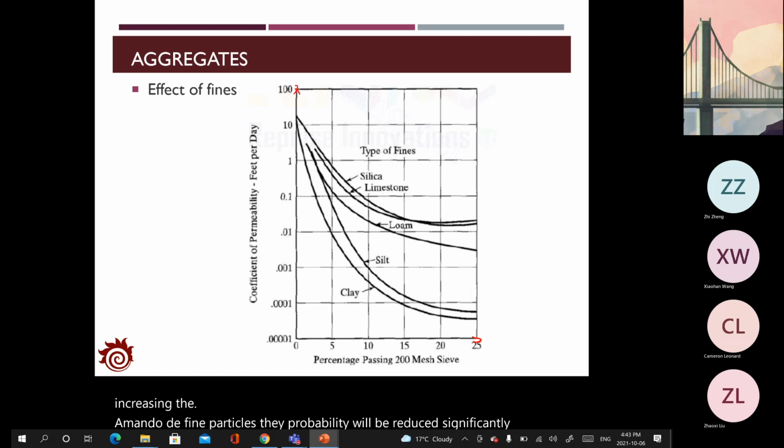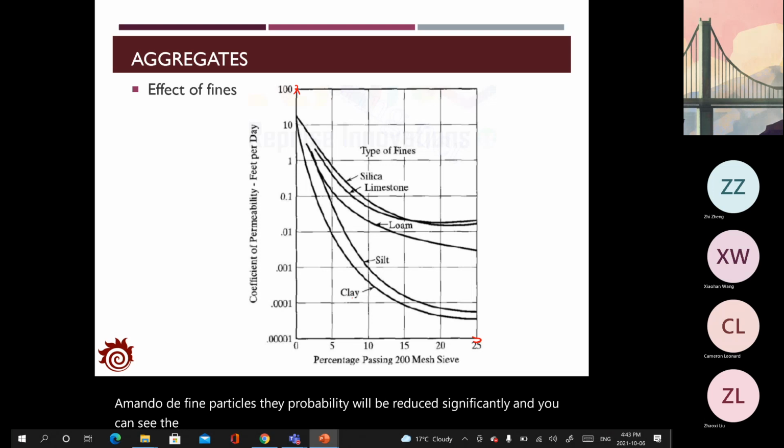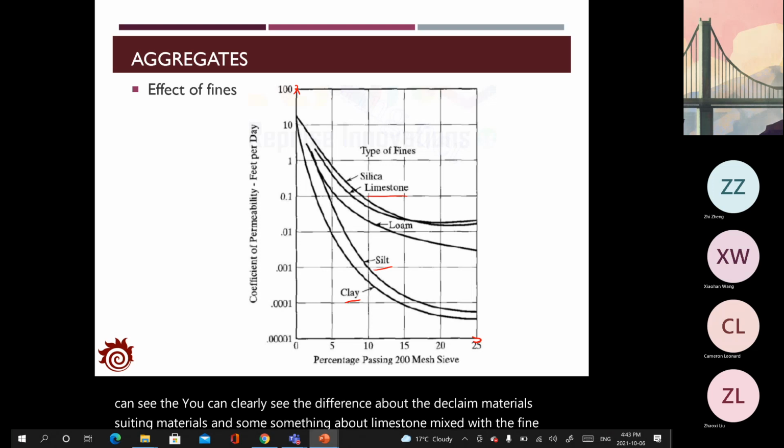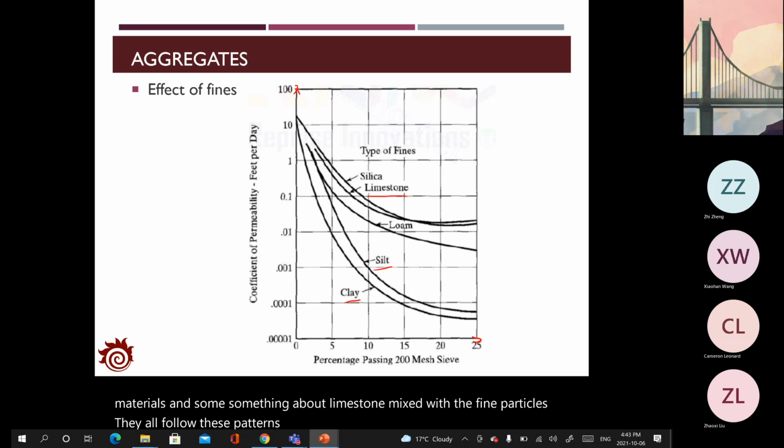And you can clearly see the difference among the clay materials, silty materials, and limestone mixed with the fine particles. They all follow this pattern of reducing permeability with a higher amount of the fine particles.